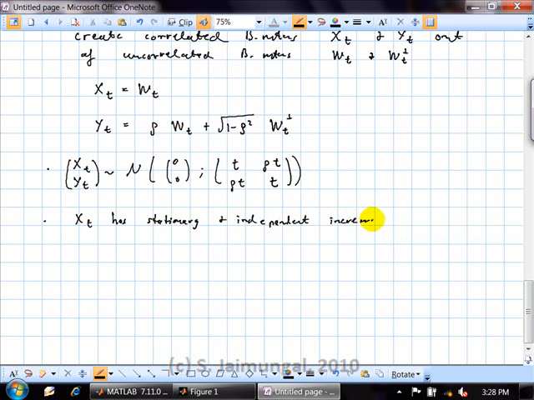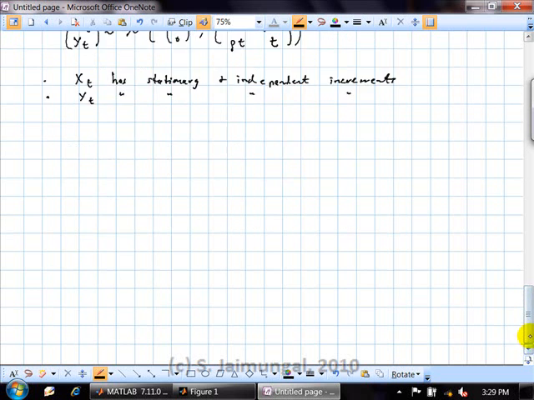This property is just inherited by the fact that W is. And YT also has stationary and independent increments, which again is inherited by the property of both W and W perp. Okay? W and W perp are stationary and independent, so their linear combination must also be stationary and independent. There's no way that you can introduce a non-stationarity by taking that linear combination. But X and Y are not independent as processes.